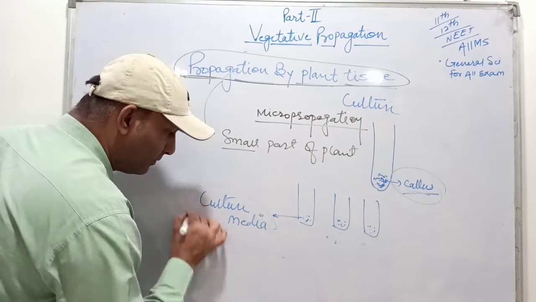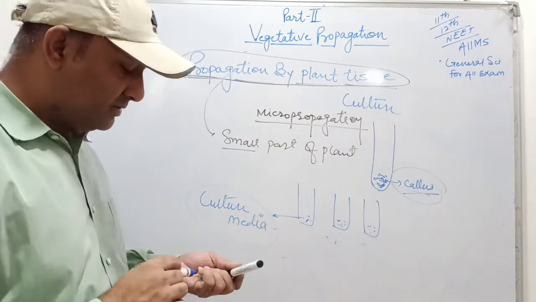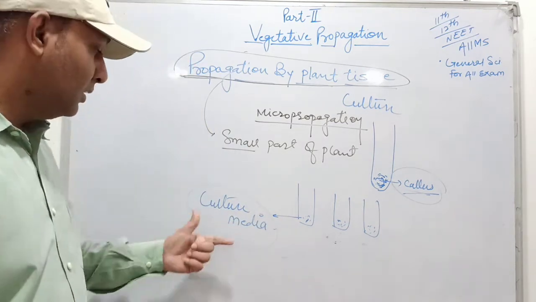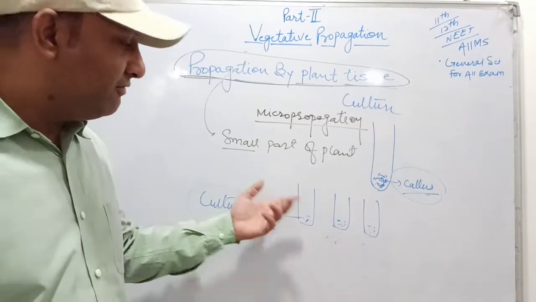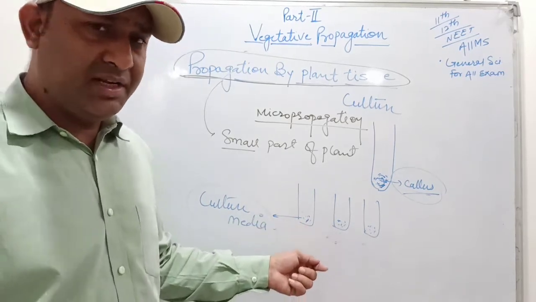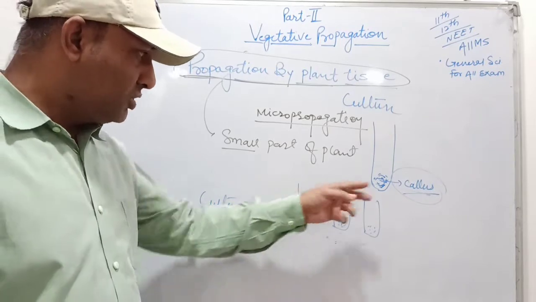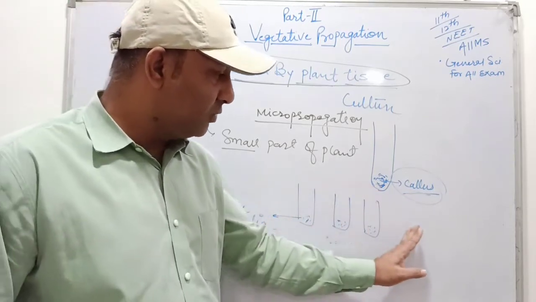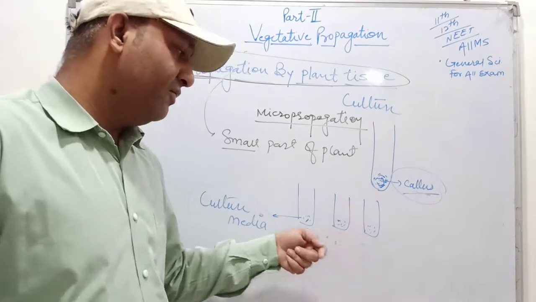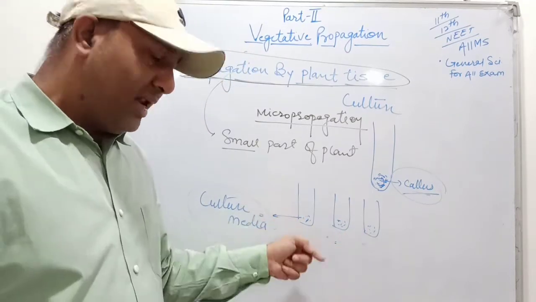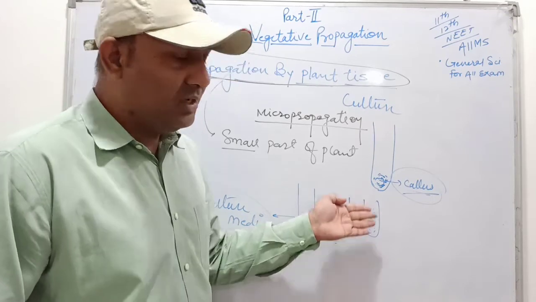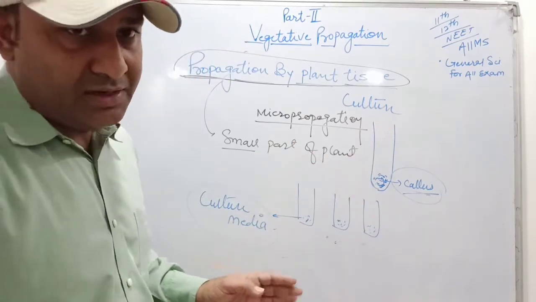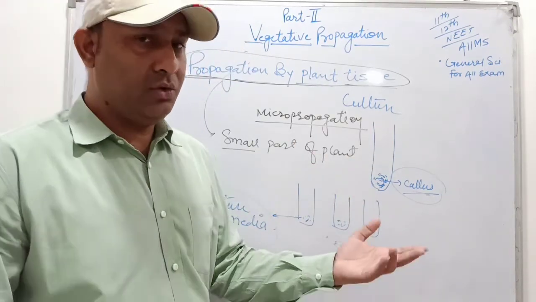At that time, the culture media means the nutrient medium, which consists of minerals, phytohormones and all the required material for development in the plant. So the small pieces of culture are transferred into a small test tube. After a few days, a small plant develops, which is called a plantlet. Now this plantlet is transferred into a small pot in the garden for hardening, and then it is ready to use.